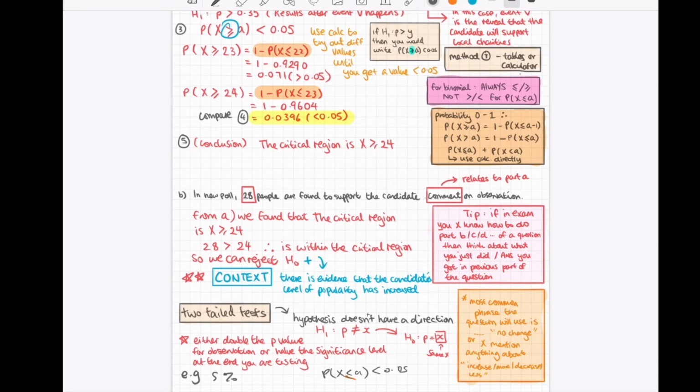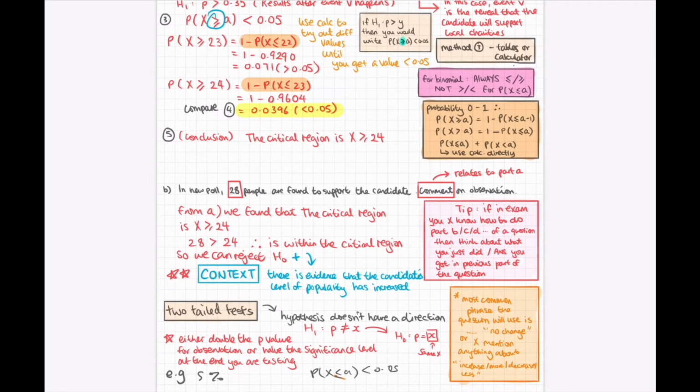That's normal distribution, which you learn in year 13. So for a two-tailed test, instead of P(X less than or equal to a) is less than 0.05, we have to do P(X less than or equal to a) is less than 0.025. So you divide that by 2, and then you also have to do P(X bigger than or equal to another value b) is less than 0.025.